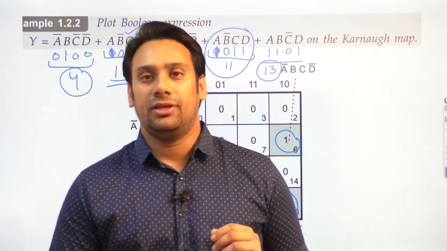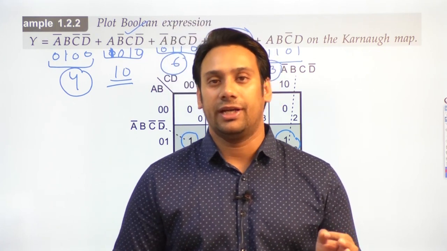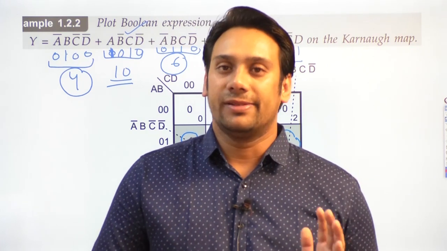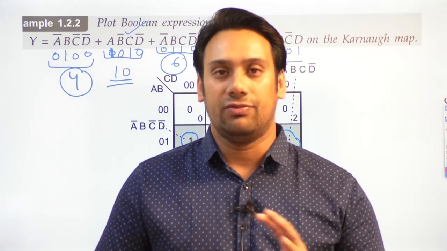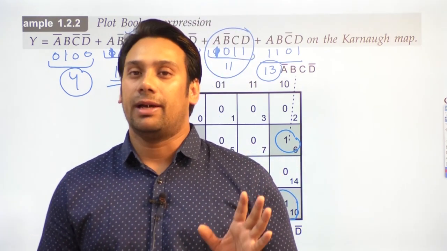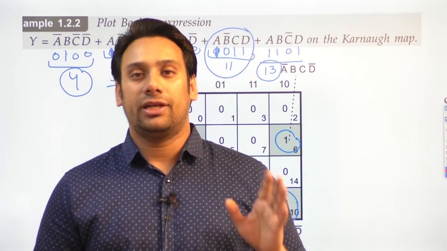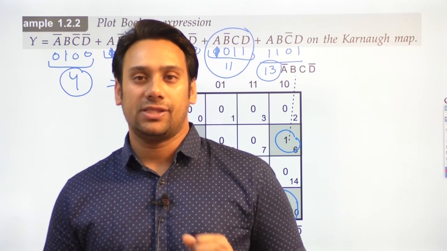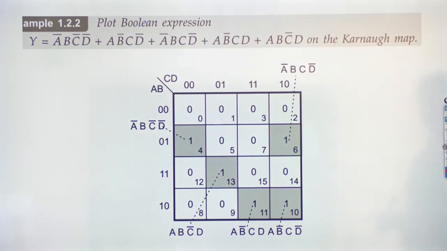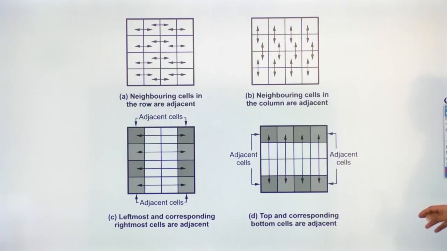In your examination, you will get a maximum of up to four variables. In your exam, you will get a kmap of four variables at most. You will not get a kmap for five variables. You will only get a kmap for three variables as well as four variables. Okay, so I hope that you understood how to fill a kmap. You will have understood how to fill a kmap.